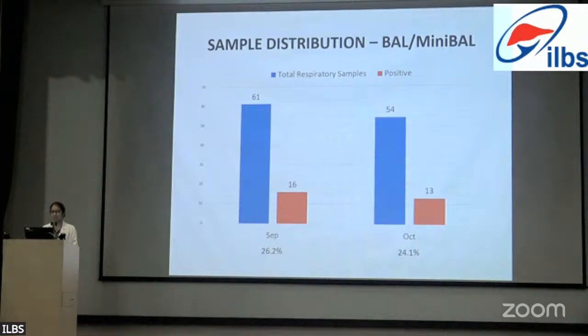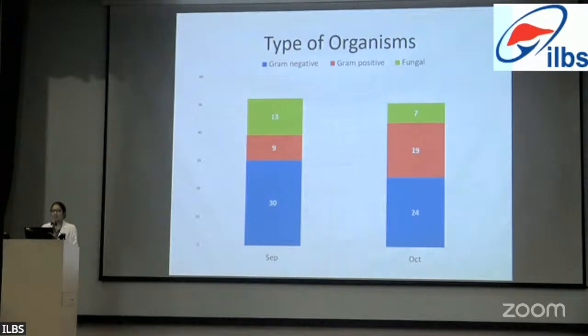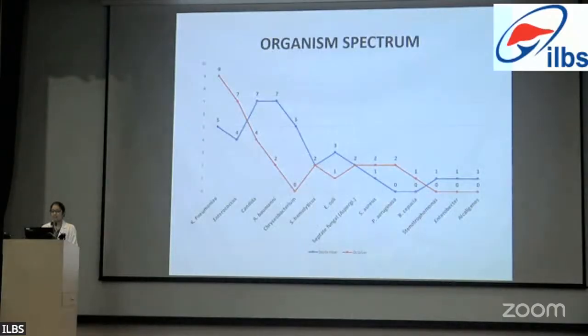Then coming to the respiratory samples, the BAL and the mini-BAL samples are the predominant respiratory samples that we receive, and the growth rate was almost similar in the month of September as well as October. It was around 26 and 24%. Now, coming to the types of organisms, we can see that in both the months, the gram negatives are the predominant organisms, followed by the gram positive and the fungal isolates. So here we can see that in the month of October, the gram positives have taken precedence over the fungal isolates.